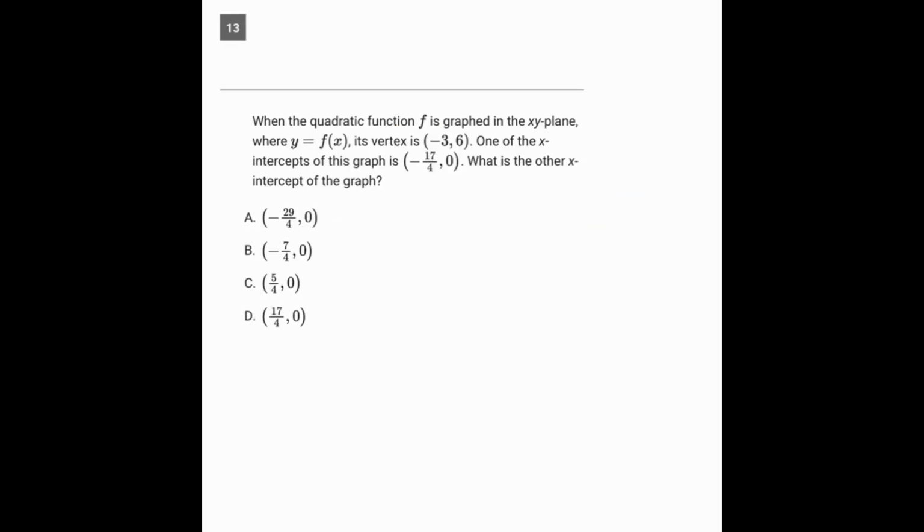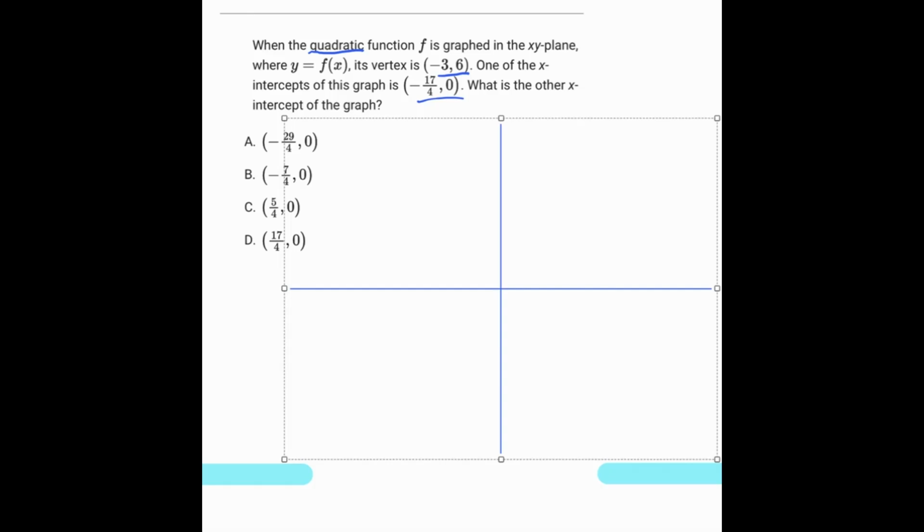Going over to question 13 now. Here, we're being asked about a quadratic, which is a parabola. We have the vertex and then the x-intercept. And we're being asked, where's the other x-intercept? So let's get a little mental image of what this looks like here.